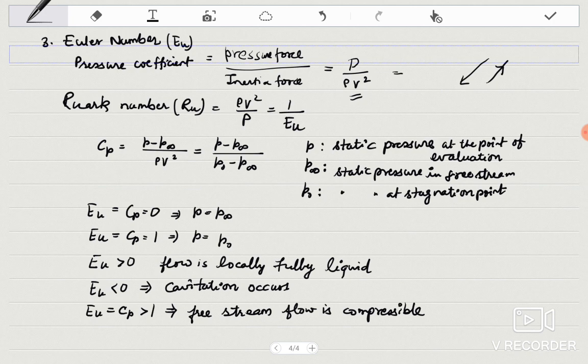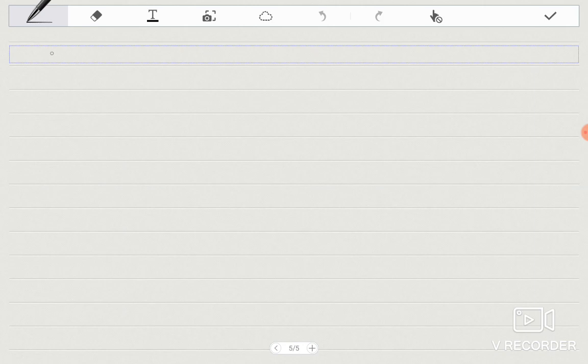Similarly, you may find some more numbers which are important. I am also taking another number, that is the Mach number. This Mach number is denoted by M, and it is the ratio of velocity past a boundary to the local speed of sound. It is the ratio of object speed to the speed of sound.